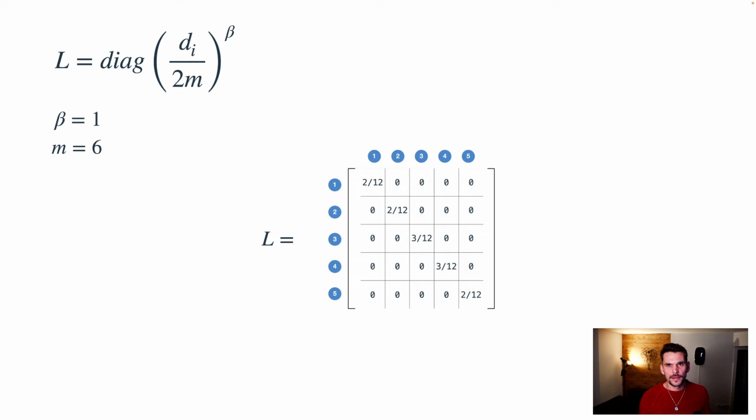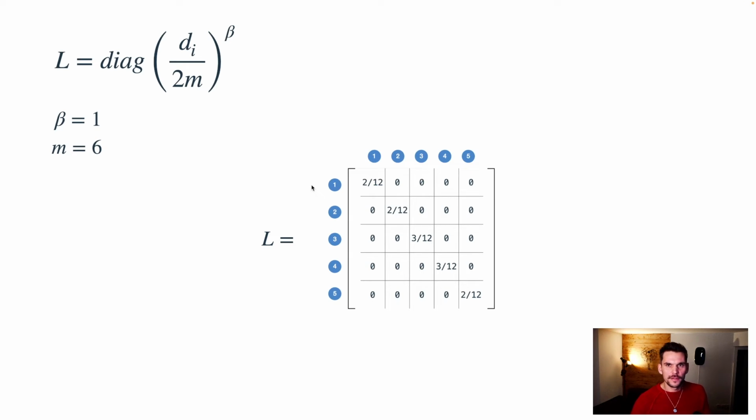So we can construct a normalization matrix L by having entries on the diagonal, which is basically the degree of the node i over 2 times m, where m is the number of edges in our graph. And all of that we take to the power of beta, and beta is the normalization strength. And in our example, I set beta to 1 so that it's easier to understand what's happening.